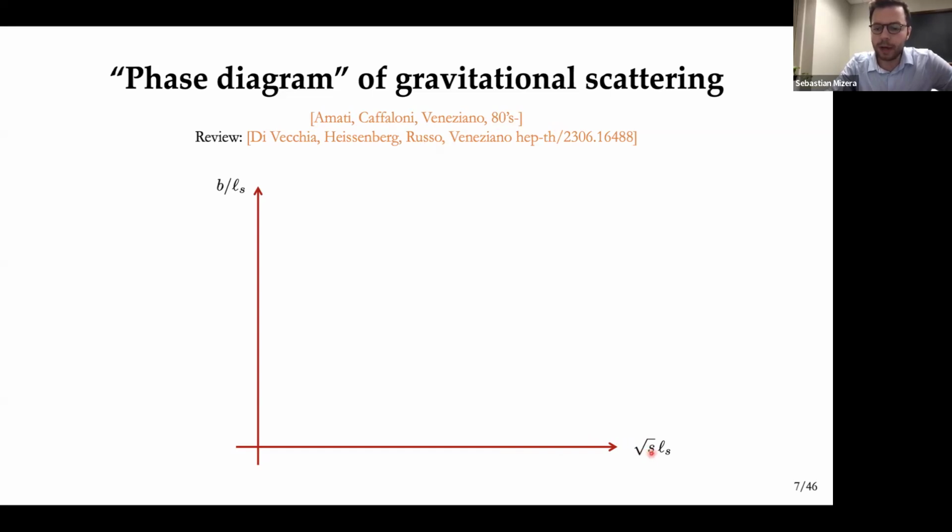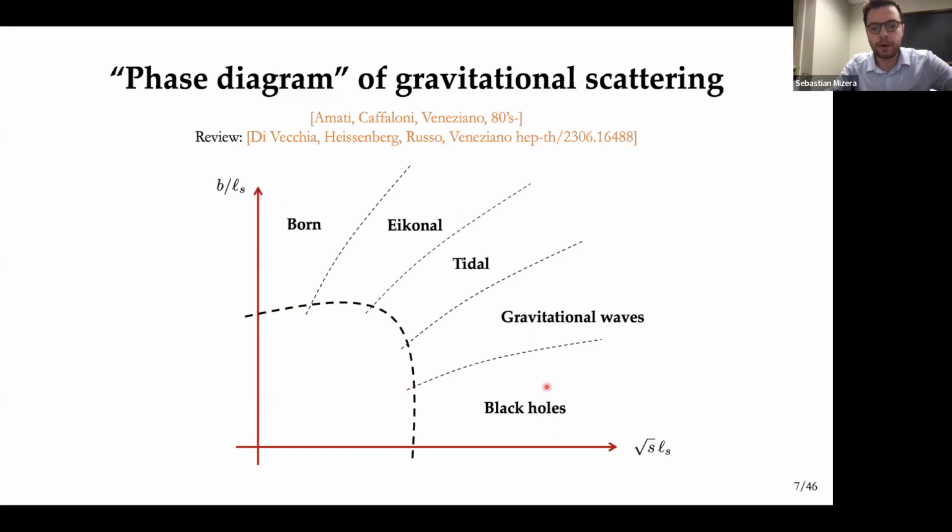Okay, so what we're going to look at is everything parameterized in terms of S, or square root of S, in string units, and B, the impact parameter, also in string units. What we want to do is study the high energy behavior on this plot. The high energy behavior is somewhere far away, for large S and large B. However, it turns out that you can approach this limit in different ways. The simplest limit is one in which you take the energy to be large, but the impact parameter parametrically even larger.